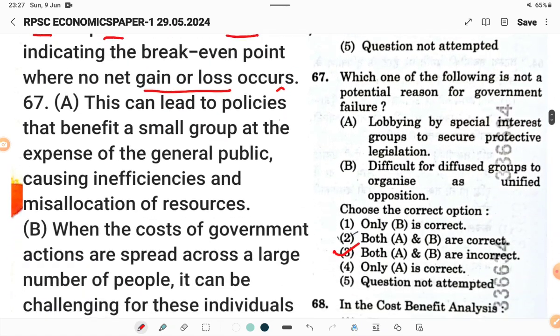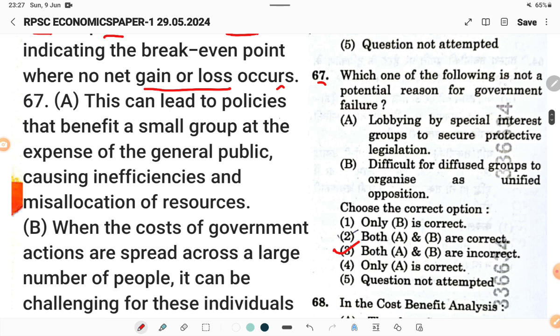66th question. Now the next question, 67th: which one of the following is not a potential reason for government failure? So the first statement is lobbying by special interest groups to secure protective legislation. This can lead to policies that benefit a small group at the expense of the general public, causing inefficiencies and misallocation of resources.